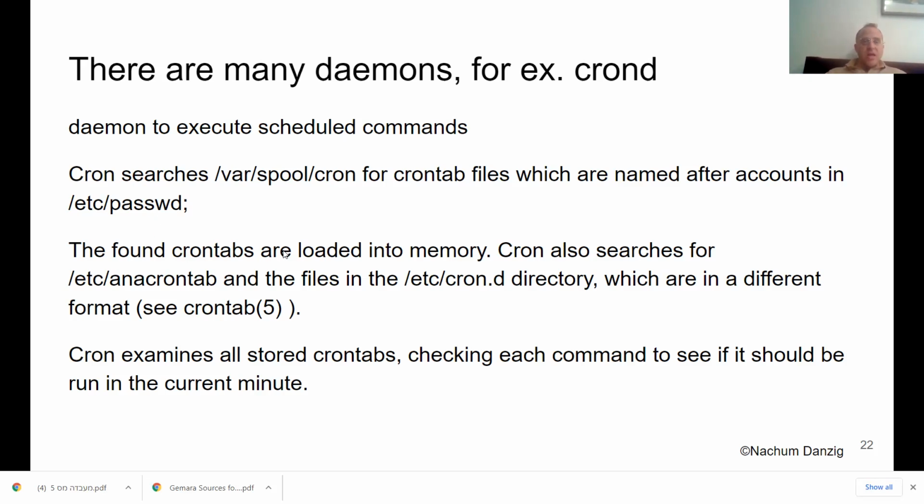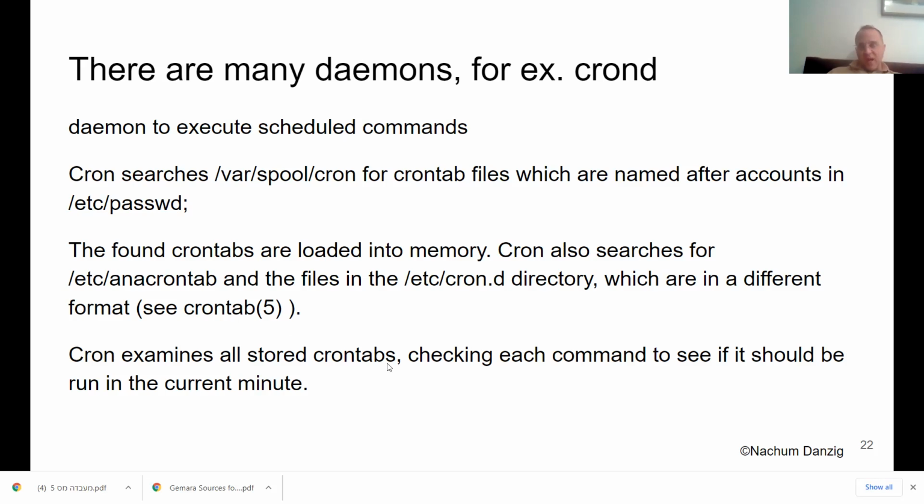The found crontabs are loaded into memory. So all the things that are here are loaded into memory. Cron will obviously look at that to decide what to do. Cron also searches for /etc/anacrontab and the files in the /etc/cron.d directory, which are in a different format. There are different types of files to save this information.